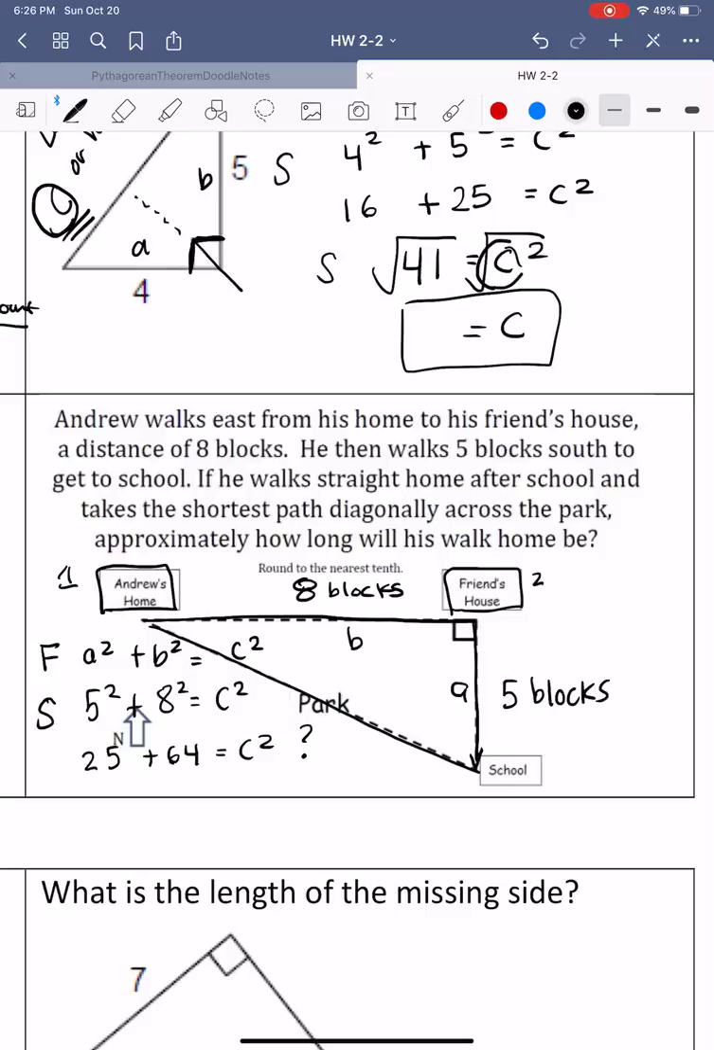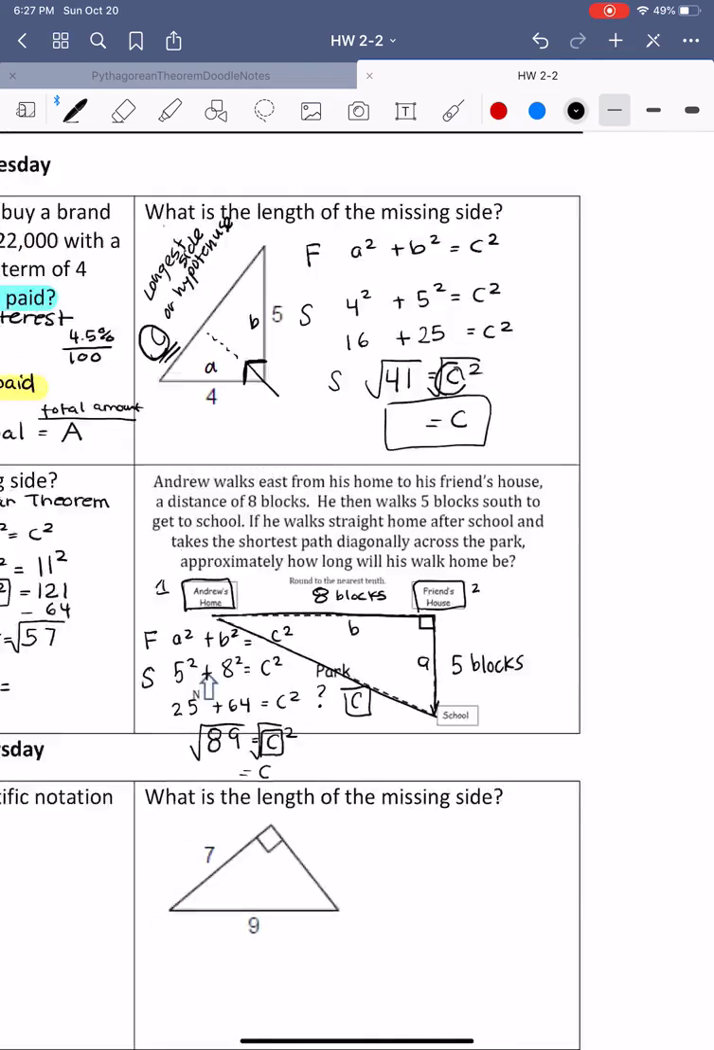So this will simplify to 25 plus 64 equals C squared. And as I add these two together, 25 plus 64, I'm going to get 89 equals C squared. And hopefully by this point we know we are just trying to find C, not C squared. So I'm going to have to take the square root, because the inverse operation of squared is the square root, and we'll be left with our answer.